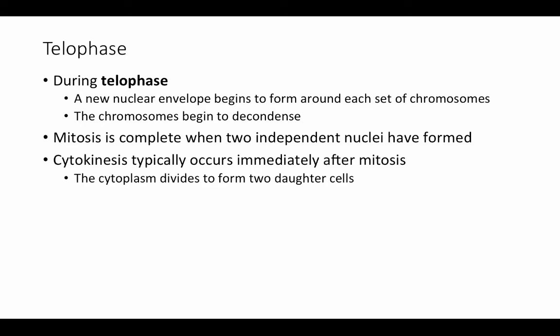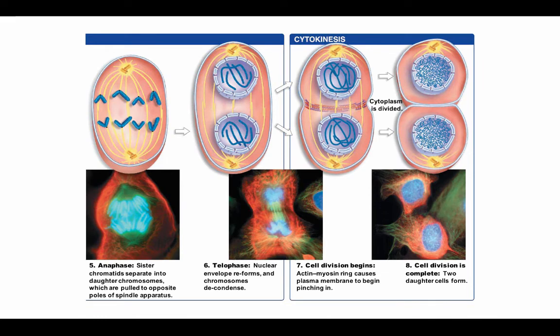Cytokinesis typically occurs immediately after mitosis. So the cytoplasm is going to divide to form two daughter cells. There's going to be a division of the organelles in the cytoplasm so that each daughter cell gets all the organelles it needs. And here's a diagram of these late stages of mitosis.